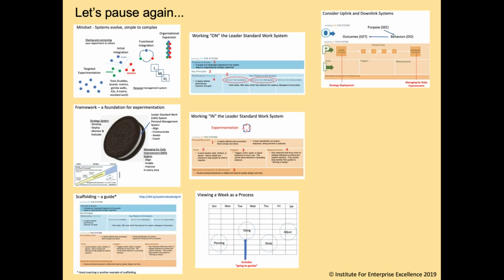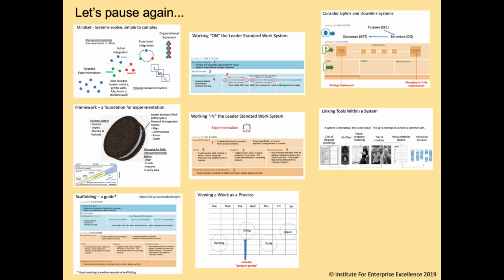And then thinking about the uplink and downlink systems. That's the two parts of the Oreo cookie, the strategy deployment on the left, the managing for daily improvement on the right, and how leader standard work helps to connect those two. And then looking at the different tools that are within a system.